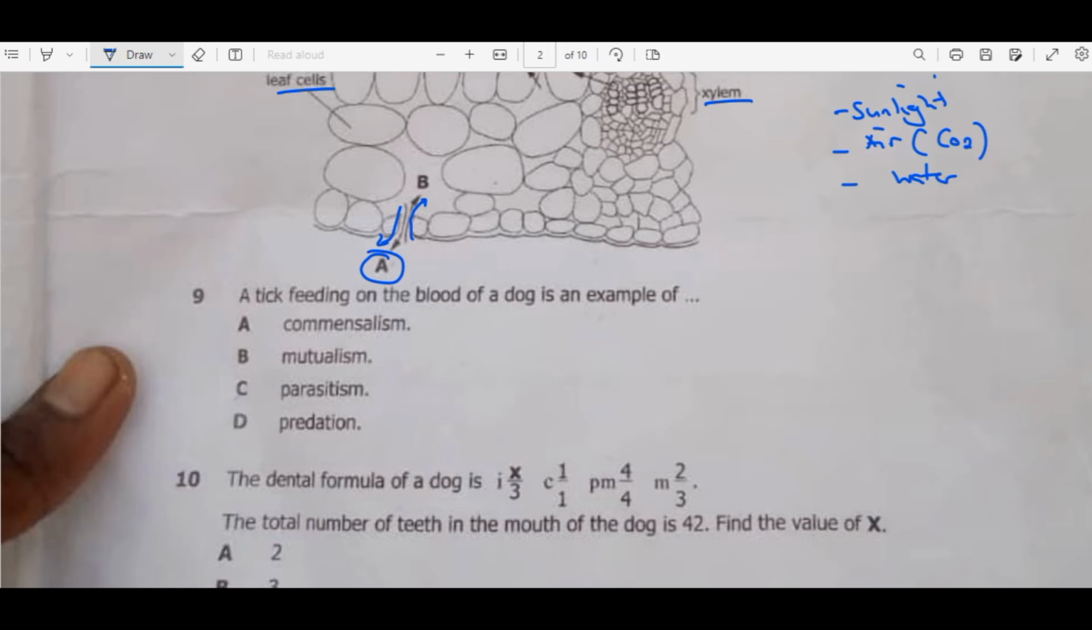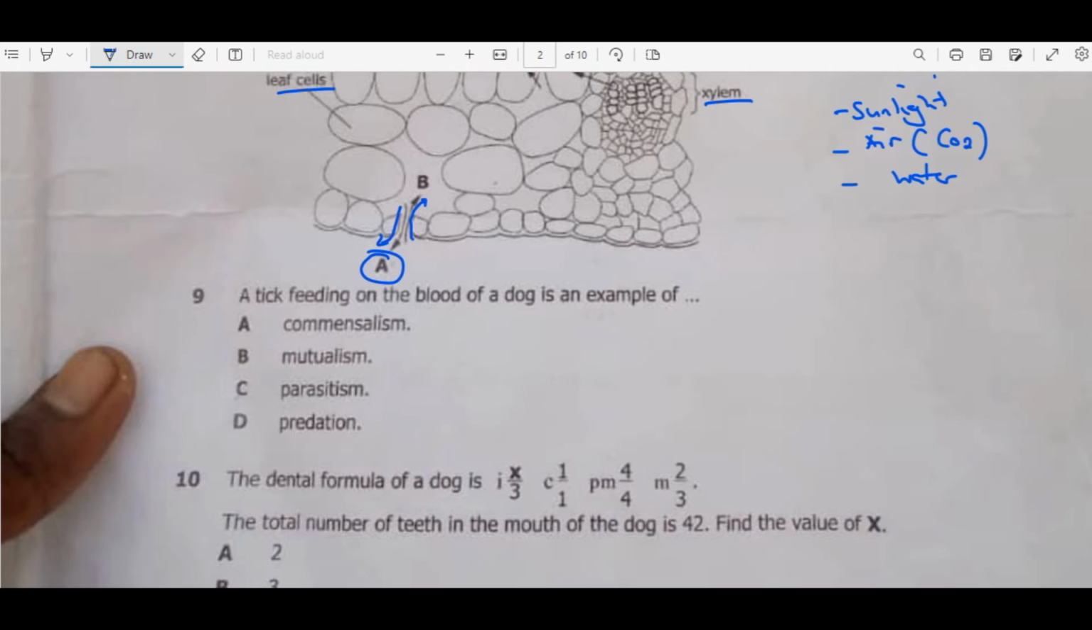A tick feeding on the blood of a dog is an example of... So we have a tick which is feeding on the dog. Now we want to know an example of this. So you'd find that we have commensalism, and then mutualism, and then parasitism, and then we have predator.